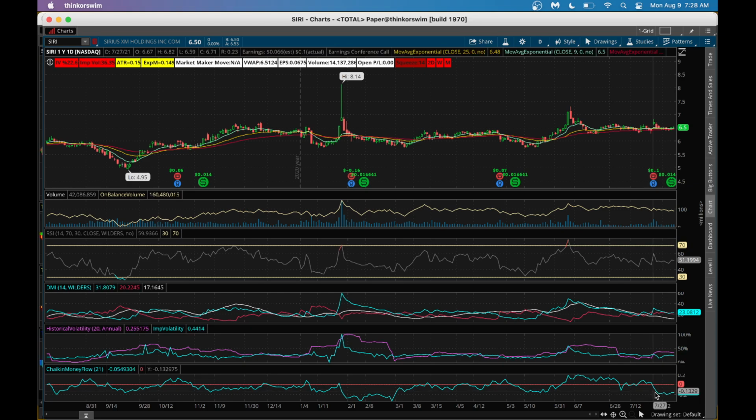It's pretty much flattish after dropping. So that tells you the coast is clear here. You could buy a stock or call option and go from there. I recommend buying stock for stocks like this Sirius XM, which is a low-dollar stock.